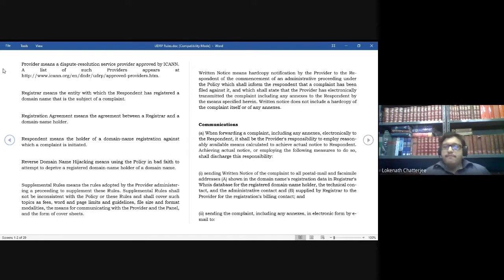So it should be a hard copy notification, which means it should be a printed notification, and the respondent should be informed. Who is the respondent? Who has registered the domain name against which a complaint is made. So essentially, it should be notified.